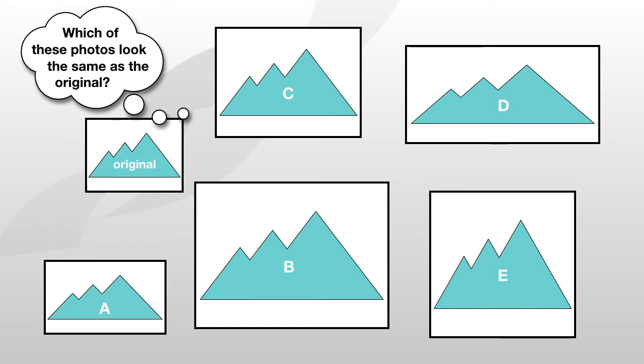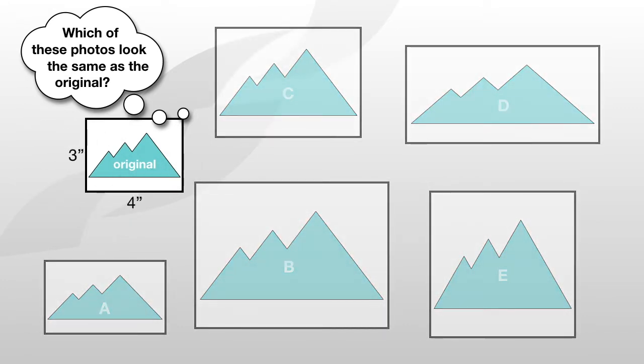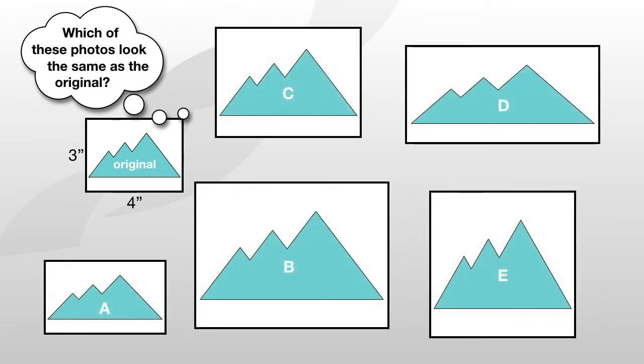How confident are you? The dimensions of the photos might be helpful information to have. The original photo has a length of 4 inches and a width of 3 inches. The dimensions of the other photos are shown here. Revisit your answer to this question. Do these numbers confirm your earlier choices, or do they cause you to change your mind? Press pause and proceed when you have convinced yourself that you have correctly identified the look-alike photos.